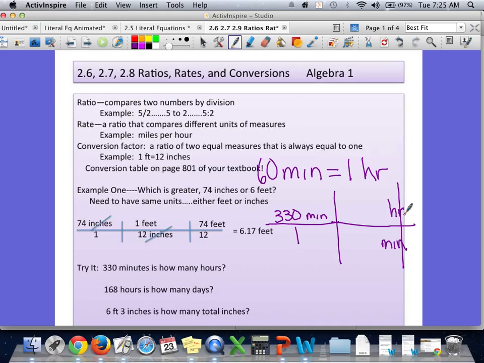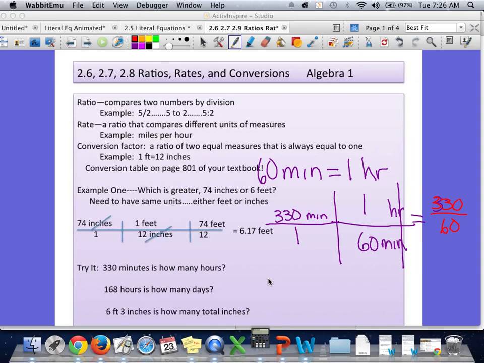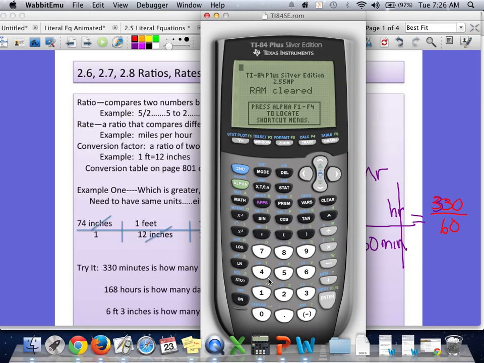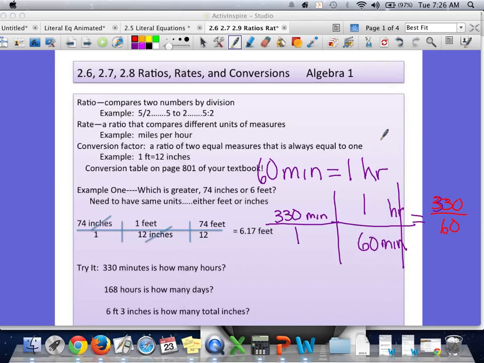How many minutes are in an hour? There are 60 minutes in 1 hour. Then you multiply across the top, and that's going to be 330. Let's change color so you can see that. 330 over 1 times 60 is 60, and then divide. Let's use the calculator. 330 divided by 60 gives me 5.5. So the answer for this one would be 5.5 hours.